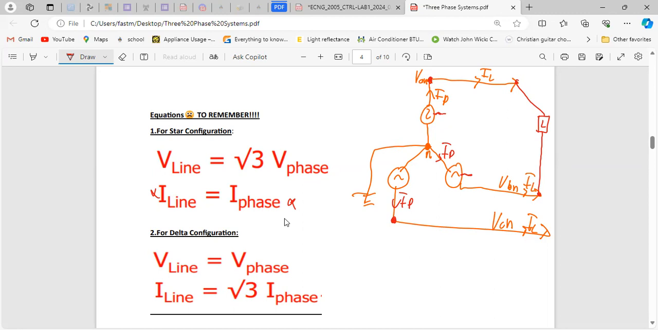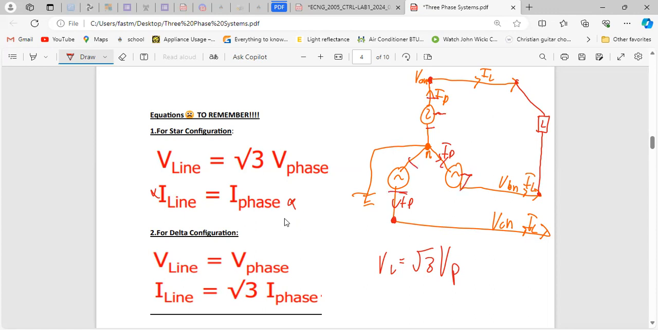When you see that now, you will get this equation. Your V line is root 3 times your V phase. Yeah? Once you see it in the diagram, the equation will pop up too. All right, so your V line, the voltage across the lines, is equal to root 3 times your phase voltage.